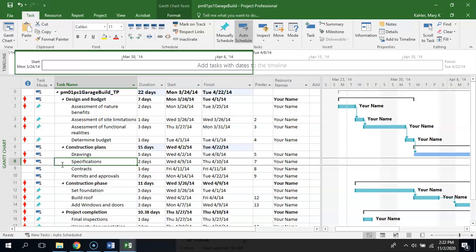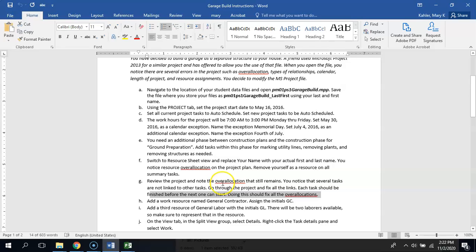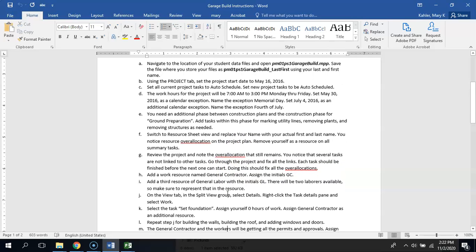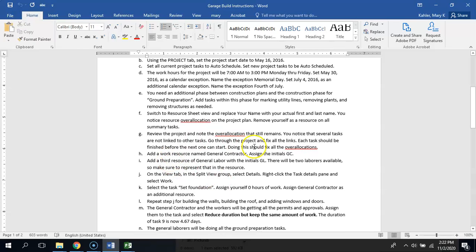Right? Yeah. So this is kind of a big project, but you've done everything in here. It's just you have to kind of think through it. Okay. So once we fix all of that, by that time, all of your tasks should be finished before the next one can start. You'll have that additional summary task in there, so you'll have to make sure that those are all scheduled properly and that those are all in a finish to start relationship within that new summary task that you built as well. And then you're going to add a work resource named General Contractor.